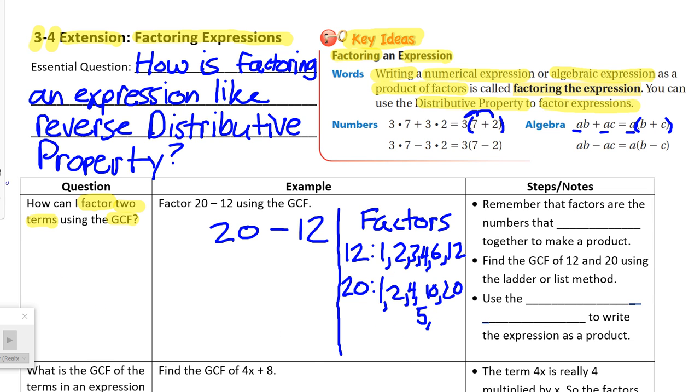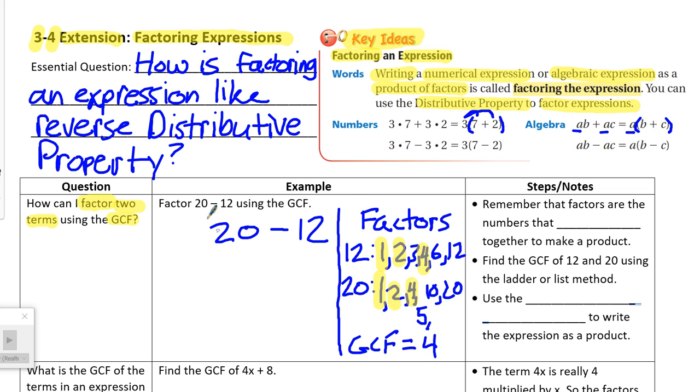And we look for what is the greatest factor in both lists. Well, 1's in both lists. That's a common factor. 2's in both lists, another common factor. 3 is not in both lists, but 4 is. So 4 is in both lists. 6 isn't in both lists. 12 isn't in both lists. Neither are 5, 10, and 20. So the greatest common factor must be 4. So I'm going to write GCF is equal to 4.